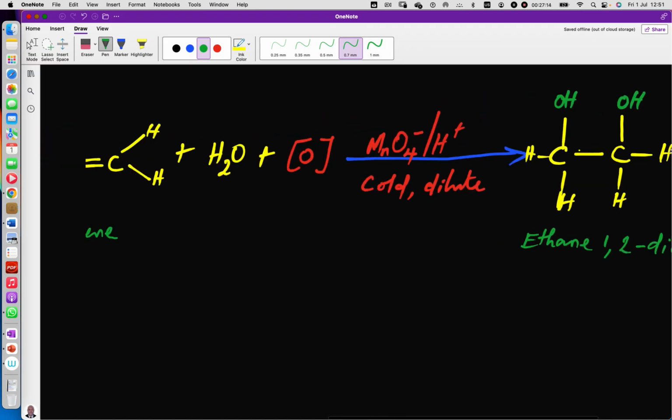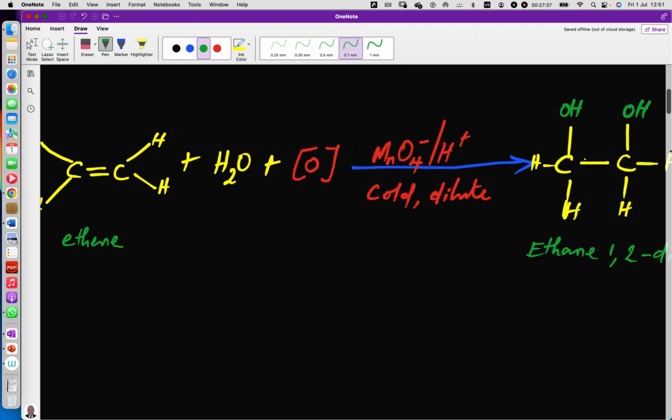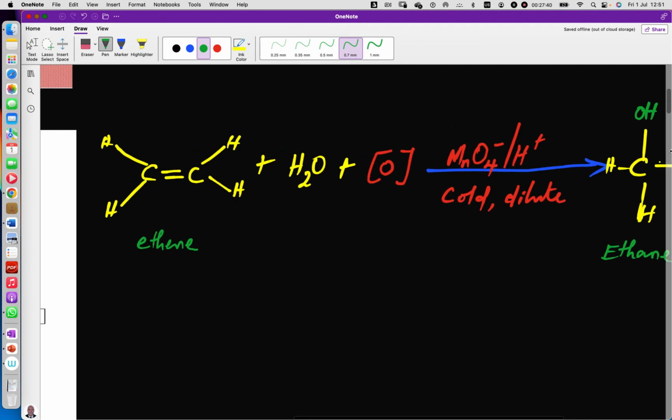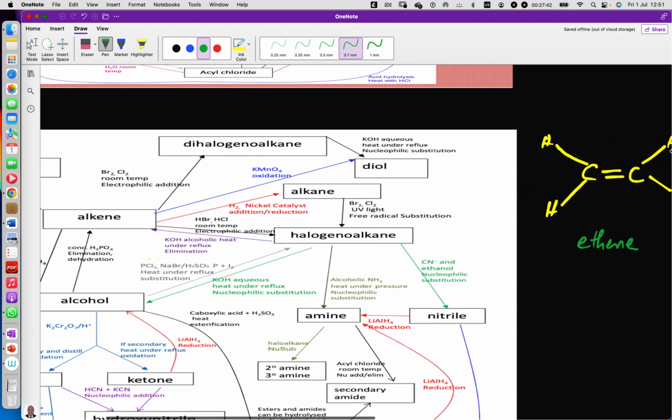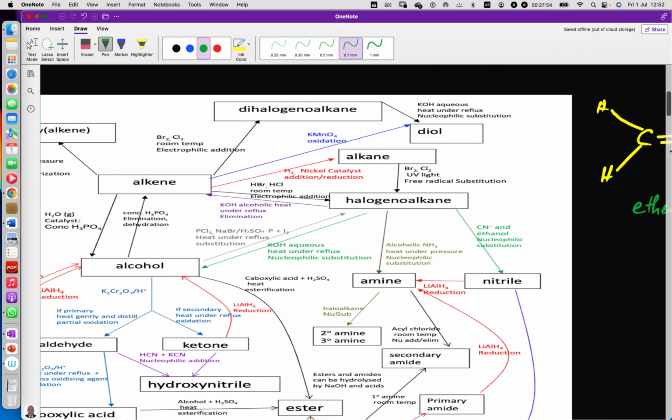So that is why we say oxidation of an alkene will produce a diol, when we use cool dilute acidified manganate 7 ion. We are going to have a diol, and that is the product for the example we have given. Now, another reaction of alkene. We are done with this one.